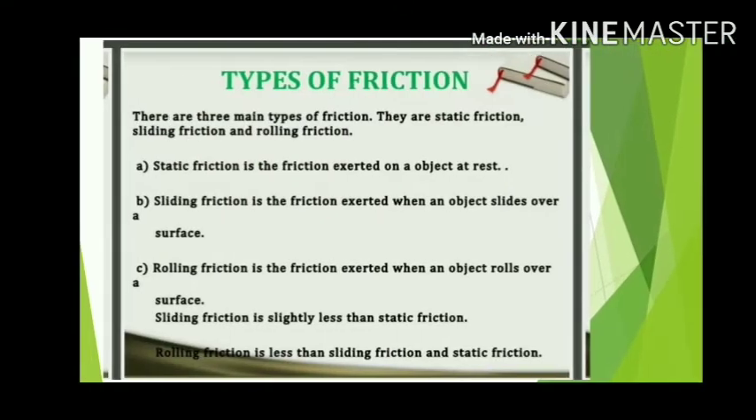Now, types of friction. There are mainly three types of friction: static friction, sliding friction, and rolling friction. Static friction works when the object is in the rest position, whereas sliding friction acts when the object is sliding over the surface. Rolling friction acts when the object rolls over the surface.